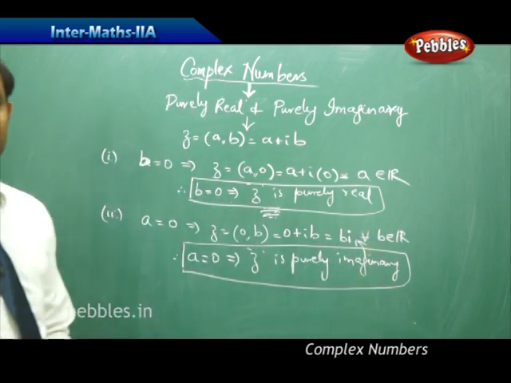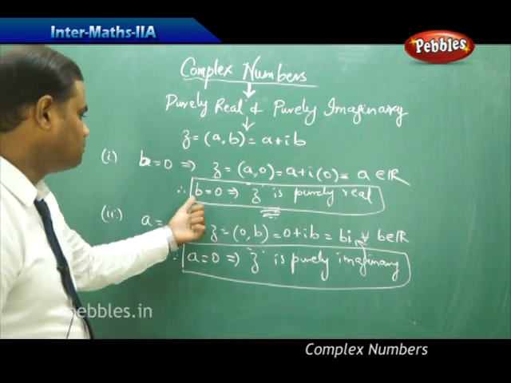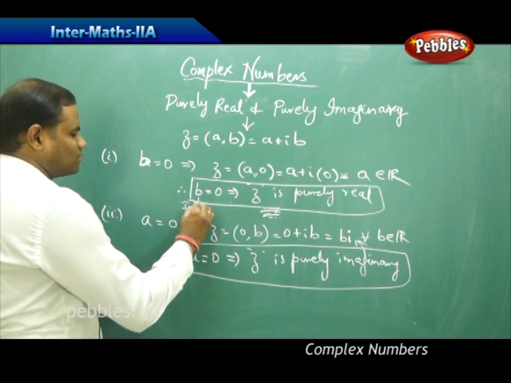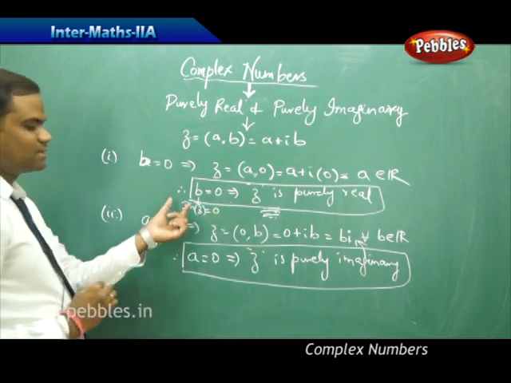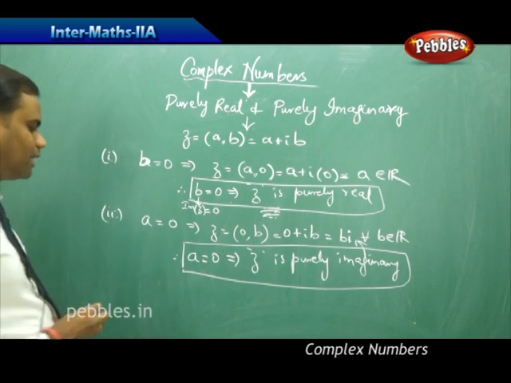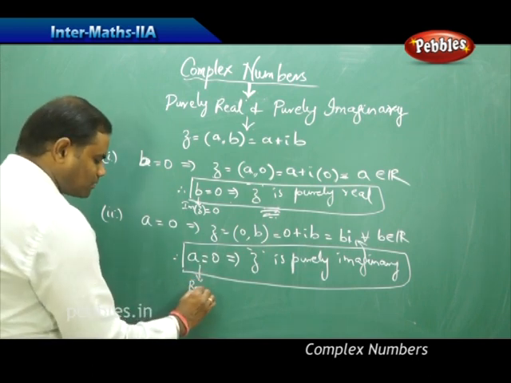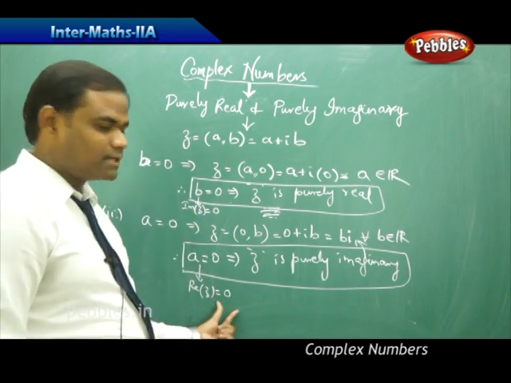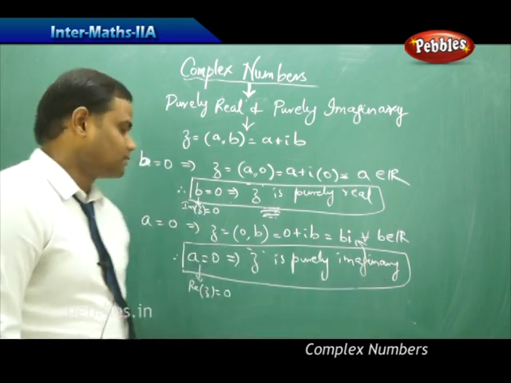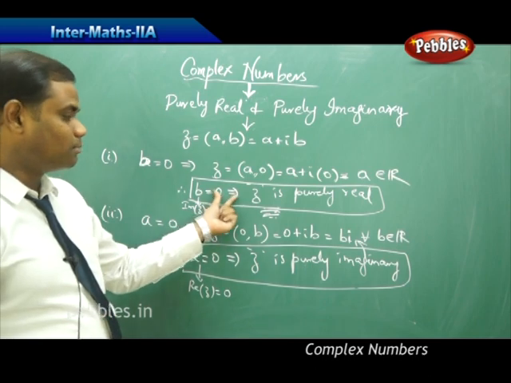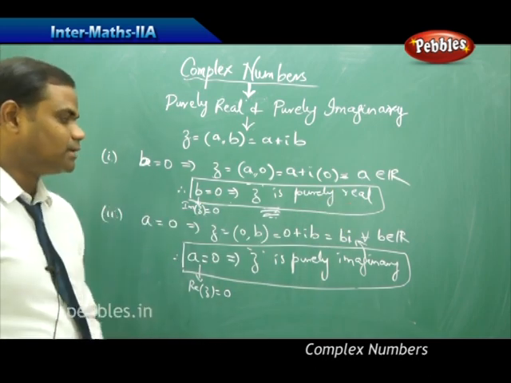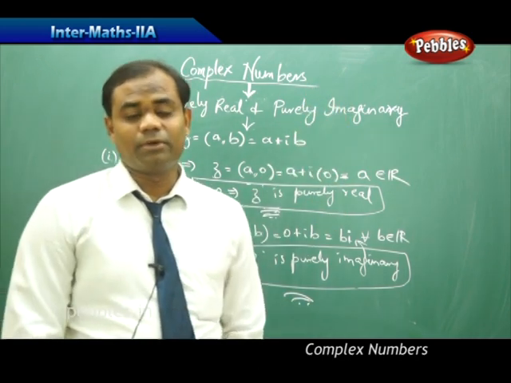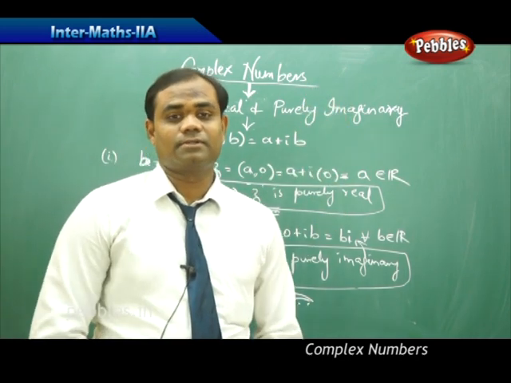So these are the properties we identify: b is 0 implies the imaginary part of z is 0, and when a is 0, the real part of z is 0. If the real part of z is 0, z is purely imaginary. If the imaginary part of z is 0, or b is 0, then z is purely real. That is how we understand purely real and purely imaginary complex numbers.